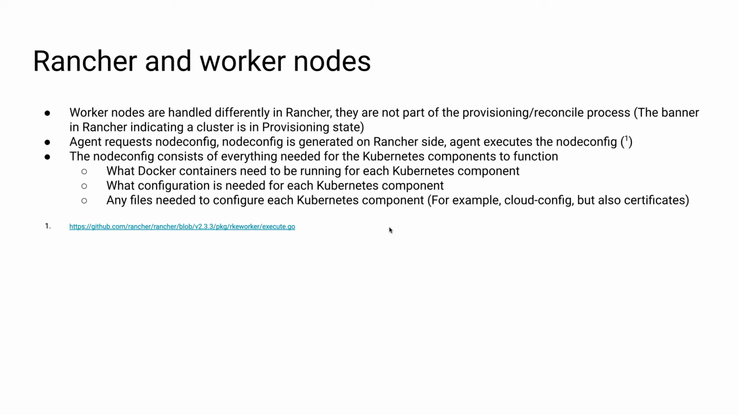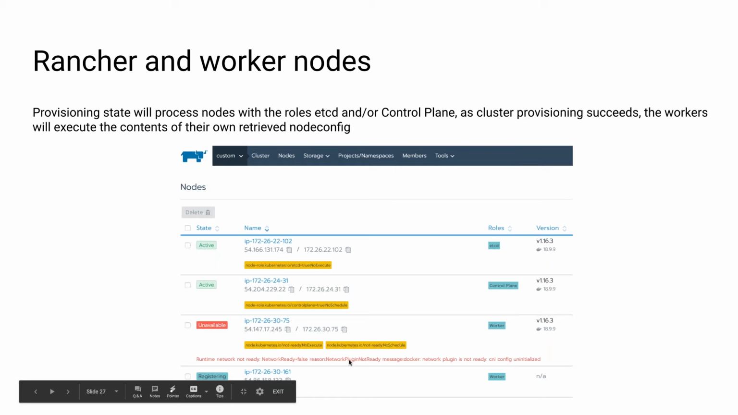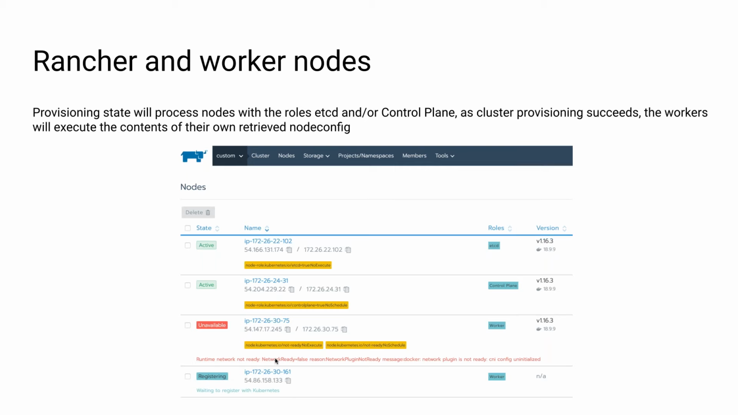They're not part of that process. Worker nodes are handled by Rancher themselves. I actually wanted to put a screenshot in this slide to show you an example: this is a custom cluster nodes view in Rancher, and you can see the etcd role and the control plane node, which is provisioned. In Rancher terms, this is fine. These worker nodes, one is still registering, and one is being registered. This means runtime network not ready. That's just the deployment of the network CNI plugin, which can take a few minutes and then will eventually recover.